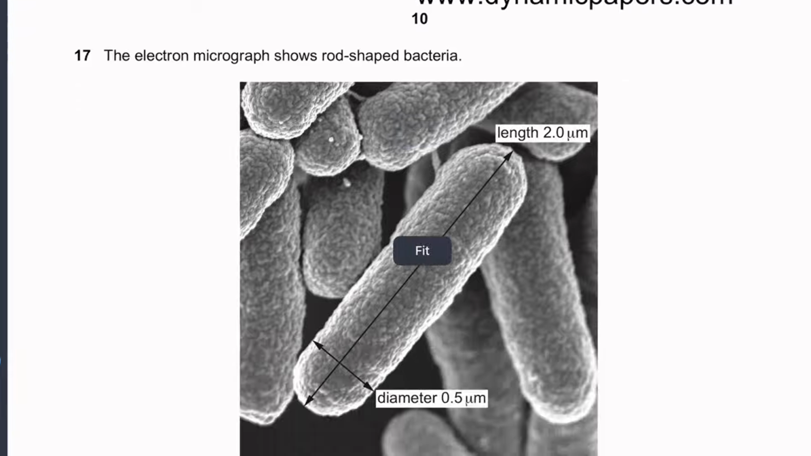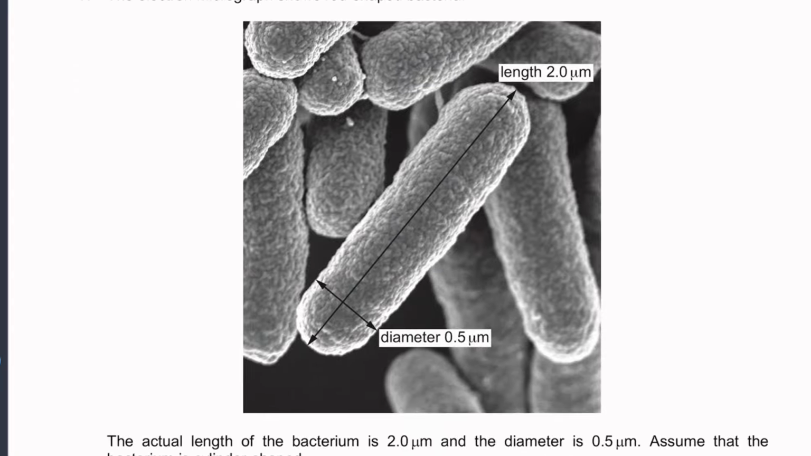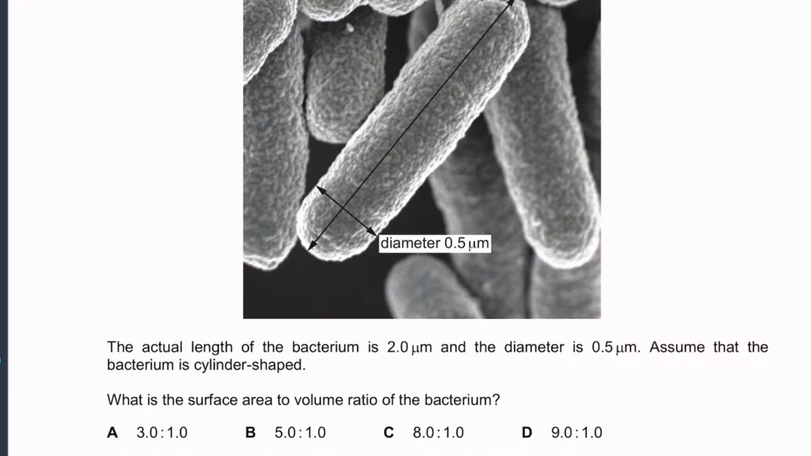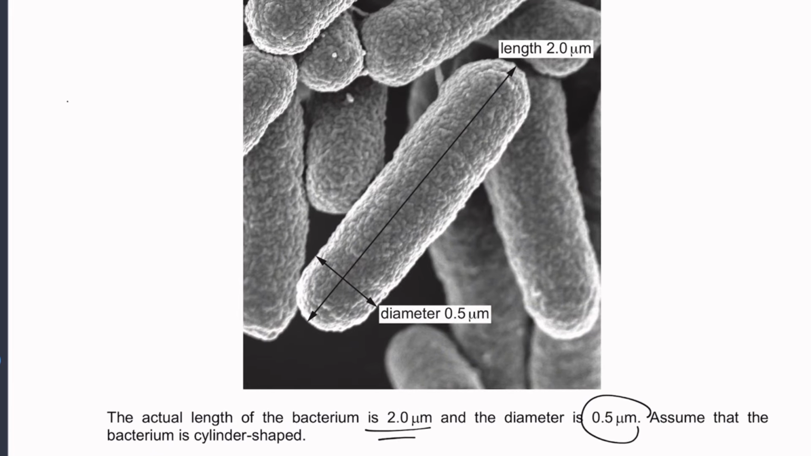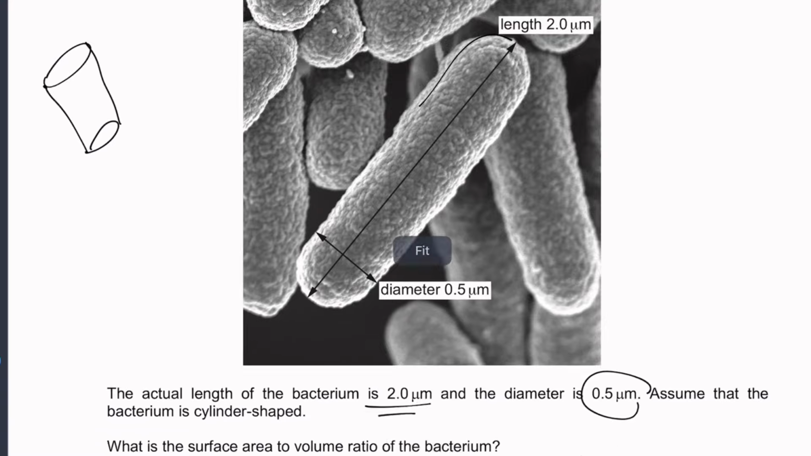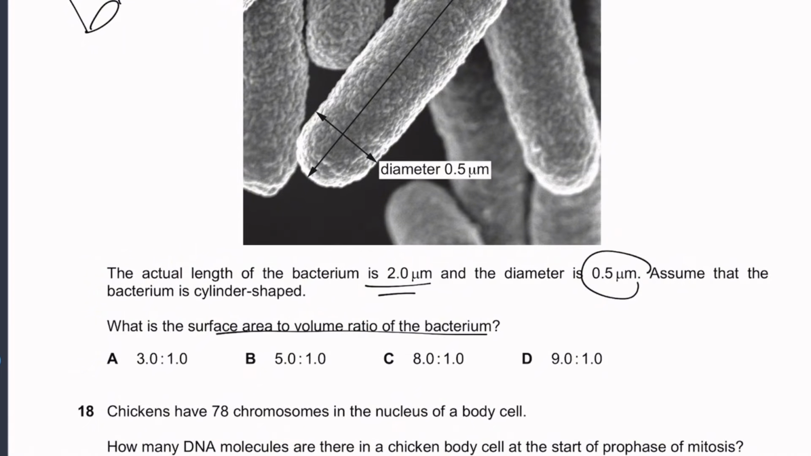Okay, 17. The electron micrograph shows rod-shaped bacteria, and the actual length of the bacterium is 2 micrometers and the diameter is 0.5. So he gave you the length and also the diameter, and to assume the bacterium is cylindrical in shape. So he's asking us to assume it's like this, like a cylinder, instead of like this shape. He asks, what's the surface area to volume ratio of the bacterium?